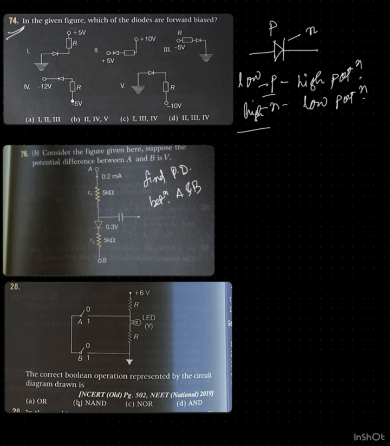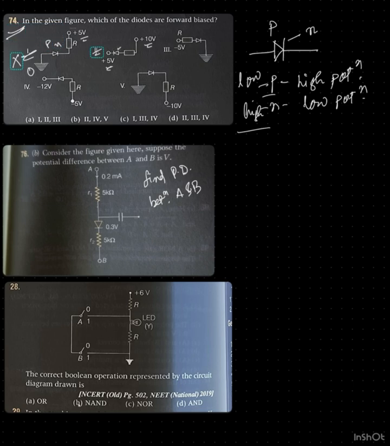Okay, so see the first structure. You can see that this is your P and this is your N. So P is connected to ground, that means 0, and N is connected to 5. So here P is at lower potential, so this cannot be forward biased. The second one, here P is at 10 volt and N is at 5 volt.